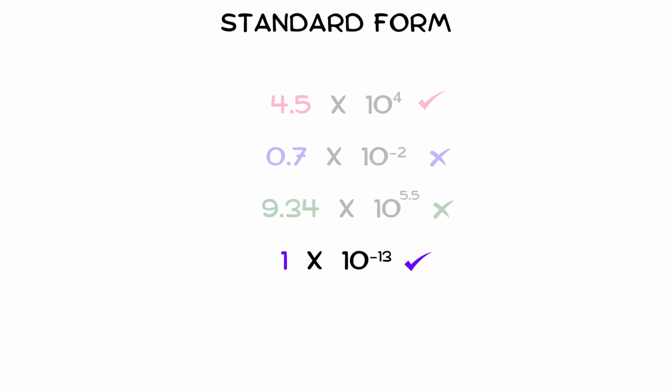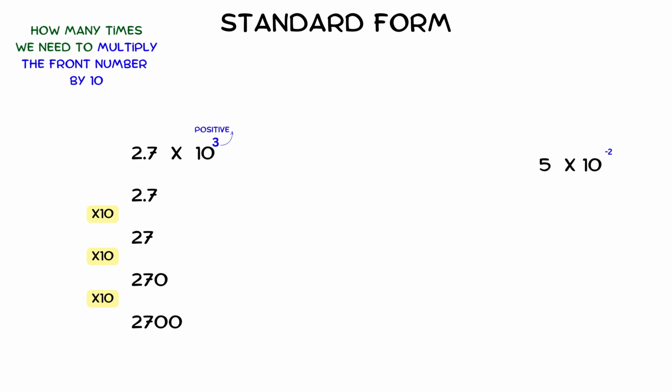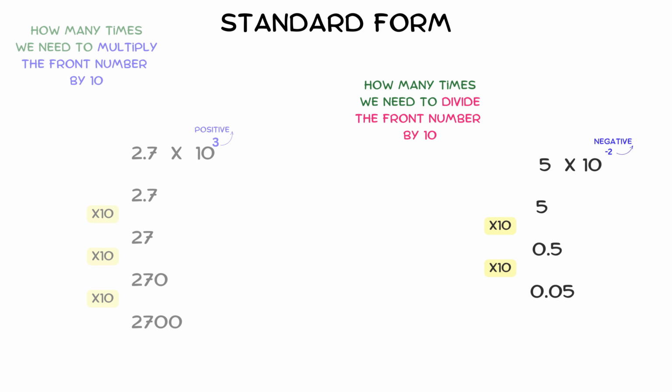Now, the way that standard form works is that if the power is positive, then it tells us how many times we need to multiply the front number by 10. For example, 2.7 times 10 to the power of positive 3 means 2.7 multiplied by 10 3 times, so we can see that its actual value is 2,700. Meanwhile, if the index is negative, it tells us how many times we have to divide our front number by 10. So, 5 times 10 to the power of negative 2 is just 5 divided by 10 twice, so 0.05.